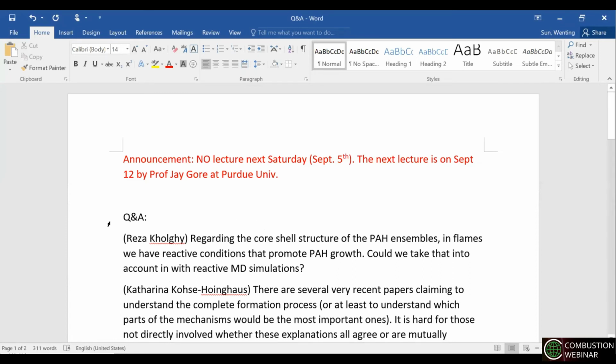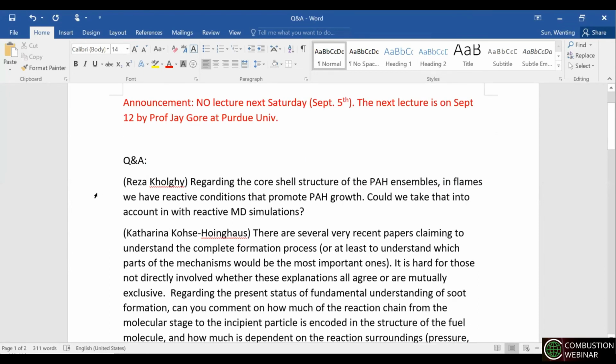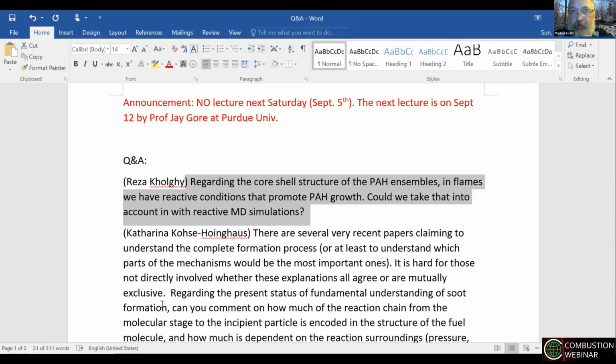So now I have collected a few questions from the audience. And the first question is regarding the core-shell structure of the PAH nanoparticles. In flames, we have reactive conditions that promote PAH growth. Could we take that into account with reactive molecular dynamics simulation? Well, yes, that's what we've been trying to do.